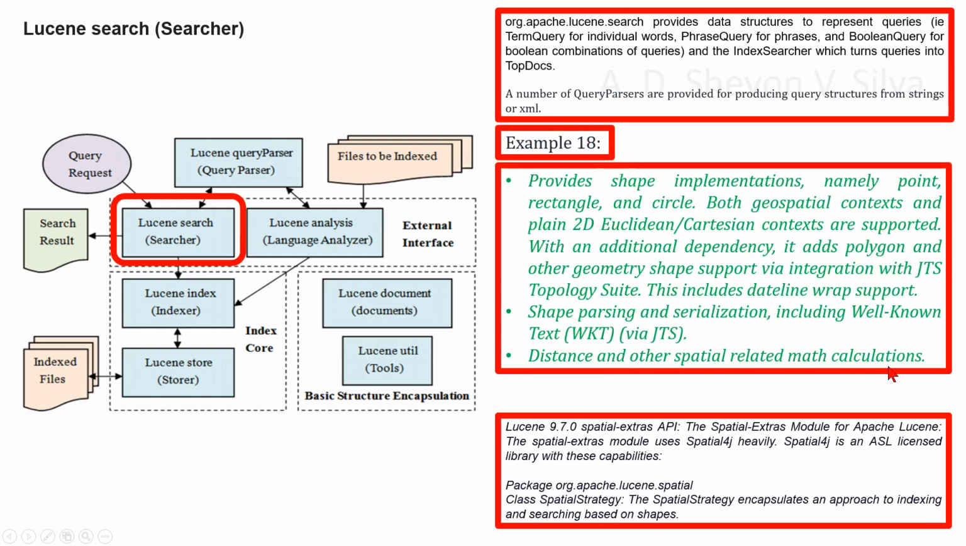Now we are considering the Lucene 9.7.0 Spatial Extras API, the Spatial Extras module for Apache Lucene. The Spatial Extras module uses Spatial4J heavily. Spatial4J is an ASL license library with these capabilities here. The class SpatialStrategy in package lucene.spatial. The SpatialStrategy encapsulates an approach to indexing and searching based on shapes.